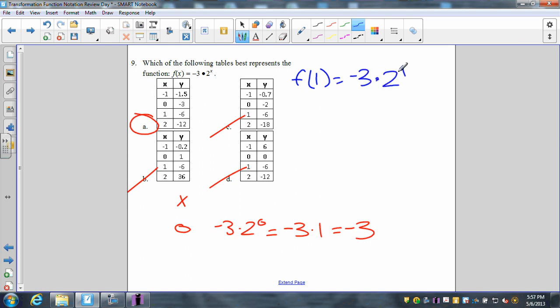Well, what's 2 to the 1? That's just 2. That's easy. So what's -3 times 2? -6. So I would expect to see +1, -6. Well, does it have 1, -6? It surely does. It's got to be right.